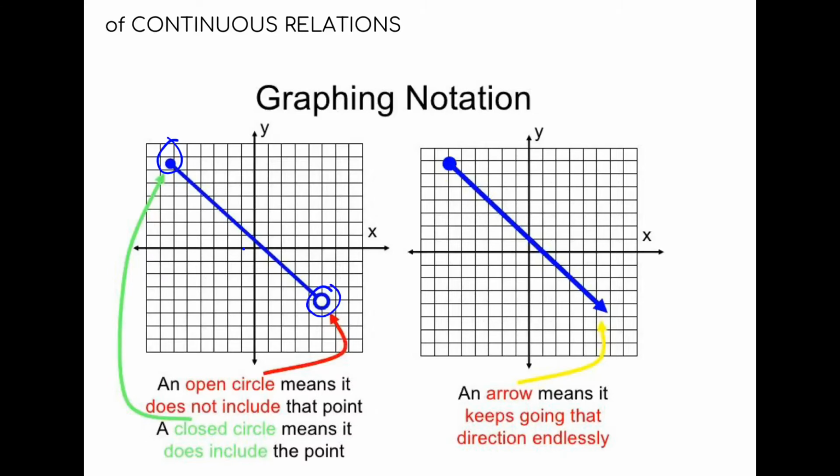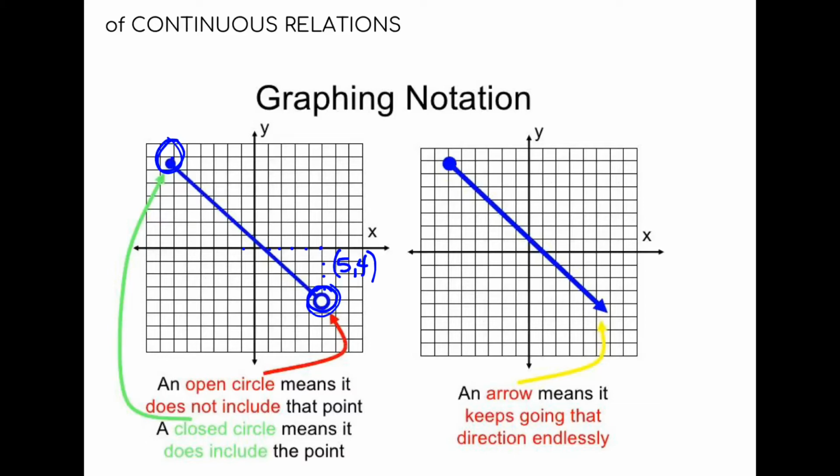What this closed circle means is, hey, this is a part of the solution set to this graph. And what this open circle means is that it is not included in the solution set to the graph. Think of this open circle as being a hole in the graph. So this point at 5, 4 is actually not included in the solution set to our graph.